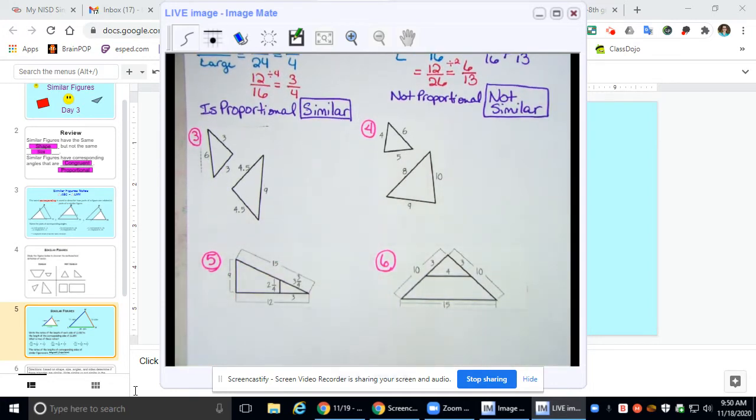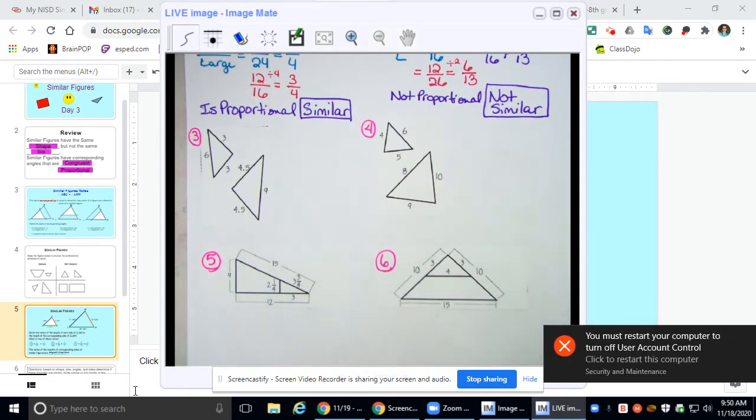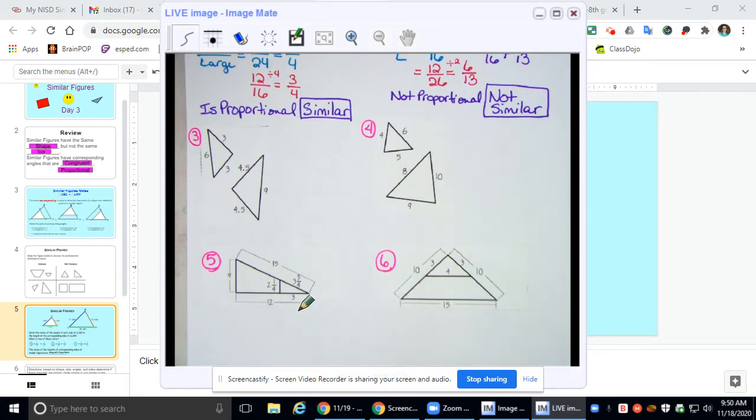So number 3, we are given, computer is deciding to talk to me. Okay, so we're good now.